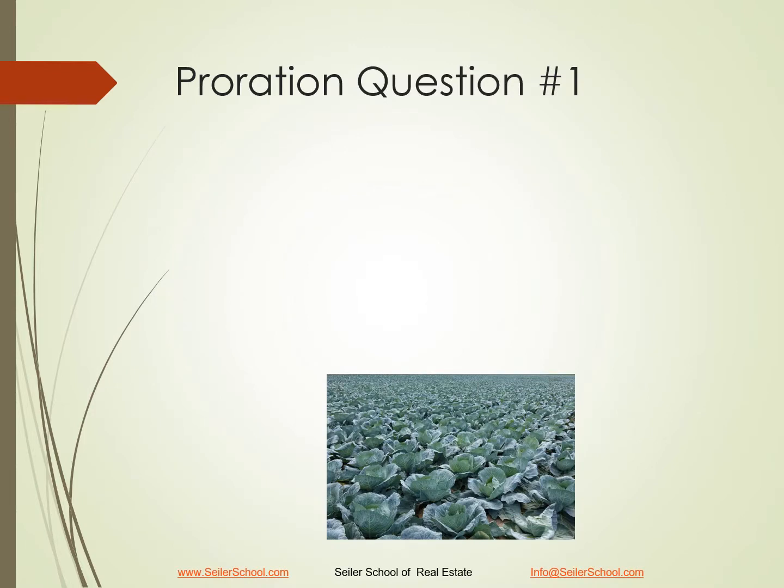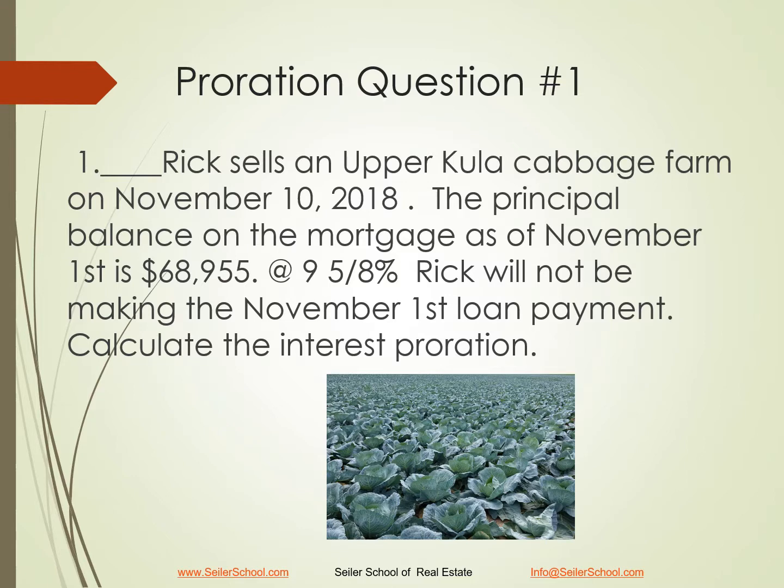Proration question number 1. Rick sells an Upper Kula cabbage farm on November 10th, 2018. The principal balance on the mortgage as of November 1st is $68,955. The interest rate is 9 5/8%. Rick will not be making the November 1st loan payment. Calculate the interest proration. Here are our possible answers.